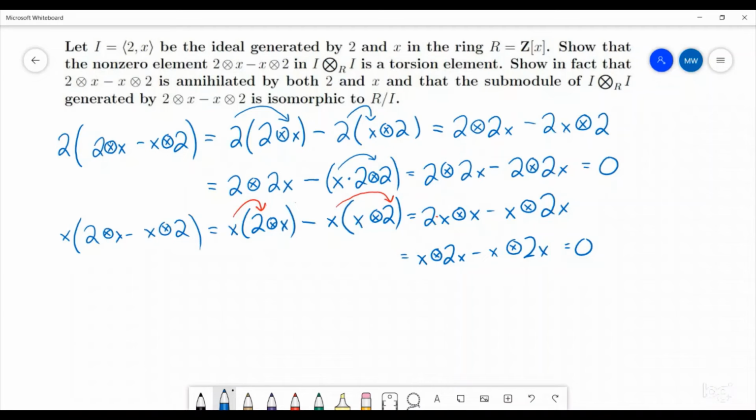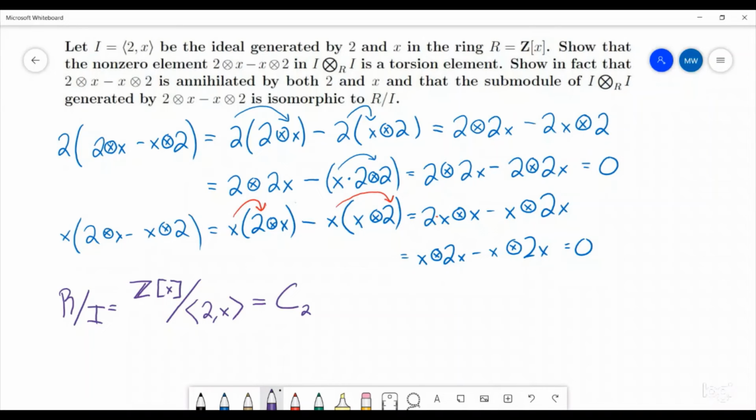Now what we have to do is we have to show that the submodule of I tensored with I over R generated by that element is isomorphic to R mod I. Well, let's first look at what is R mod I. This is equal to Z adjoin x modded out by the ideal generated by 2 and x. This is just the cyclic group of order 2. Because there's only 2 different things we can have. We have the constant of 1, or we have the constant of 0. Those are the only 2 elements that we have.